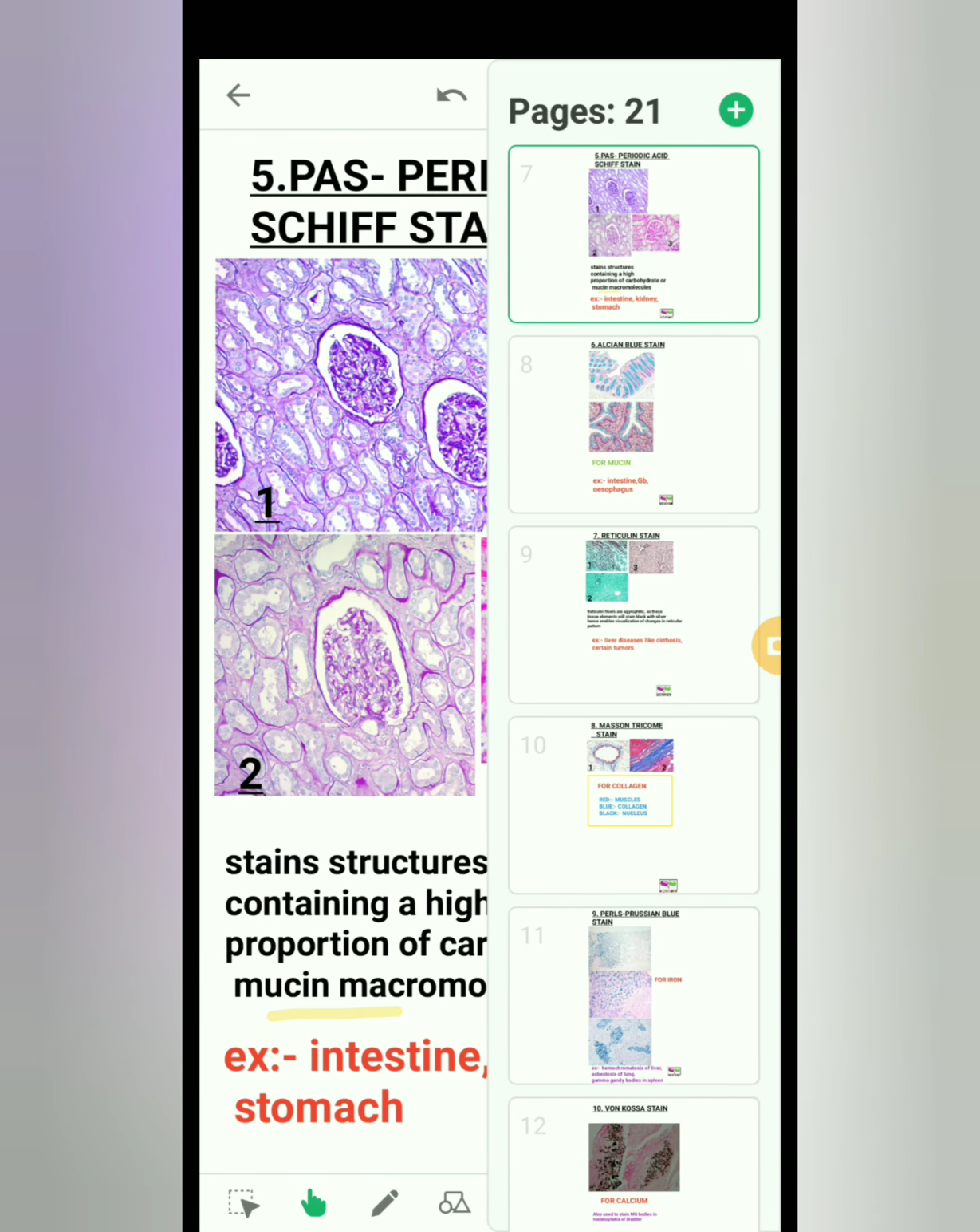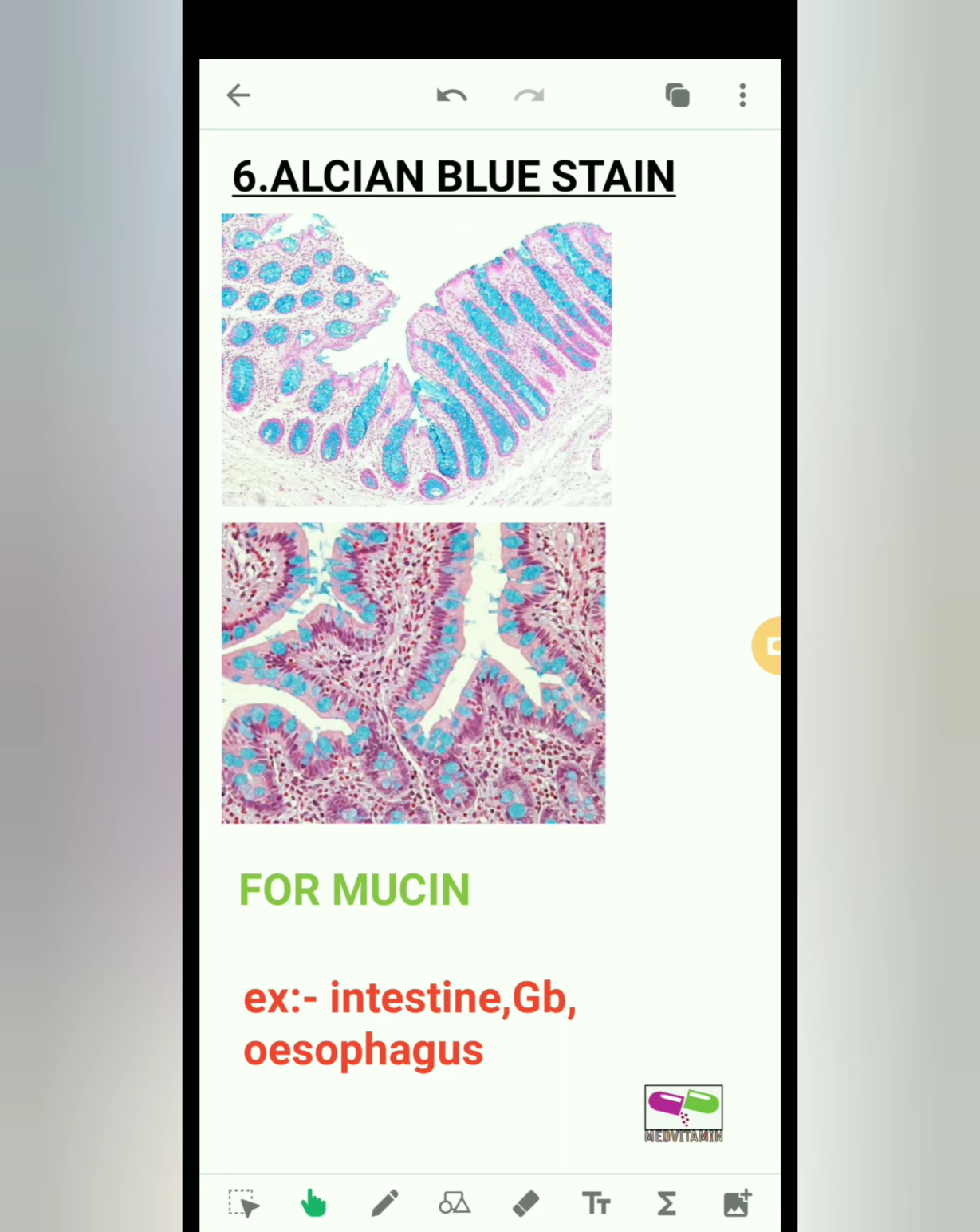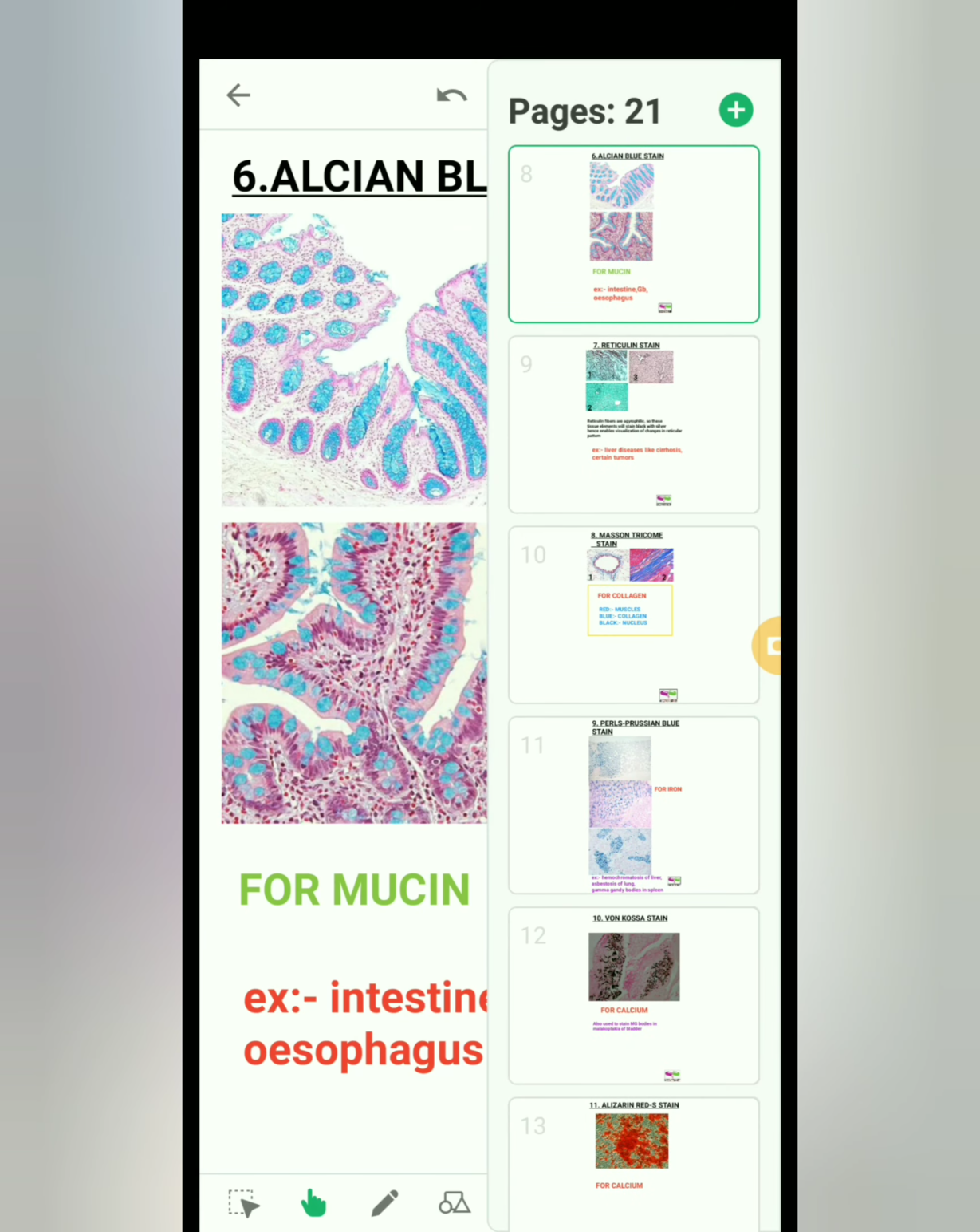Then again for mucin, we have Alcian blue staining. This slide represents intestine with its mucin. So Alcian blue staining can also be used for gallbladder and esophagus staining.